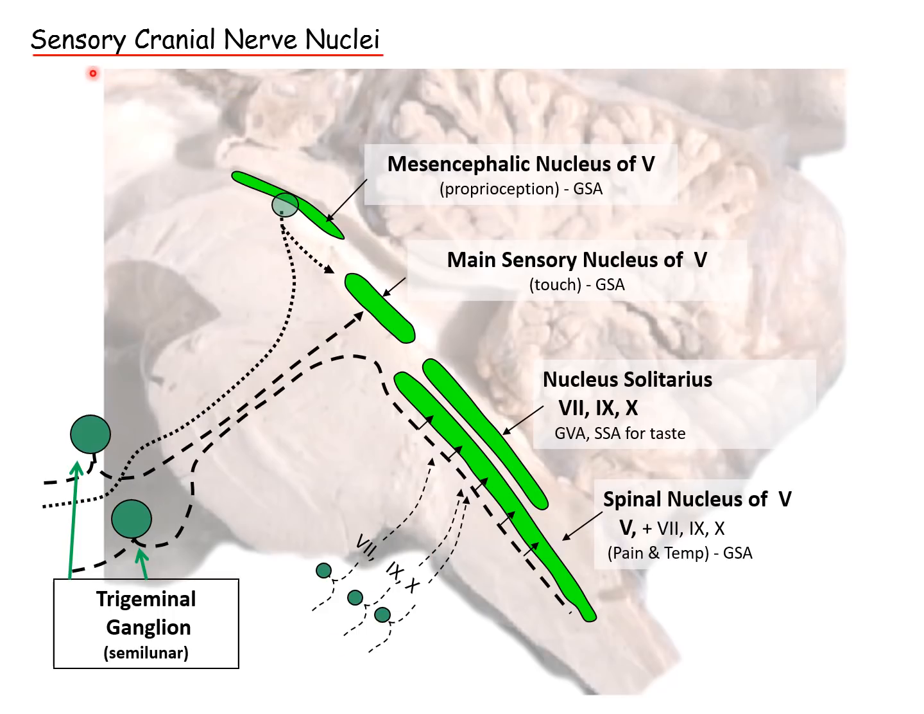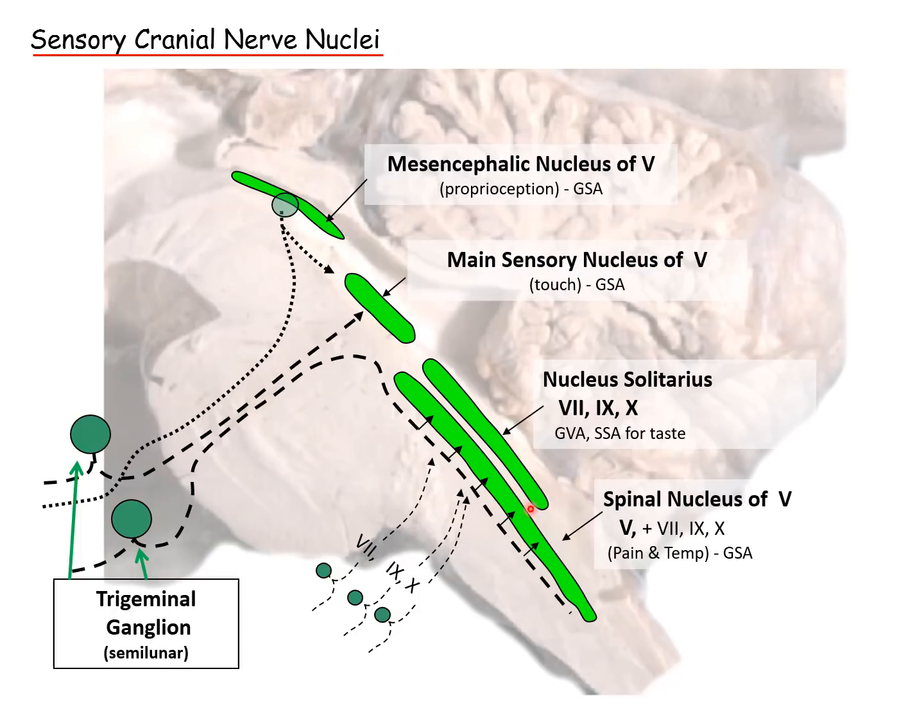Now we'll start to take a look at the sensory cranial nerve nuclei. And starting up in the midbrain, we can see the mesencephalic nucleus of 5. Cranial nerve 5 has many different nuclei that represent its output. So you have sensory input coming to the midbrain that carries information about proprioception. We have a main sensory nucleus within the pons that carries information about touch. And then we will have a spinal tract nucleus of 5 that carries information about pain and temperature.